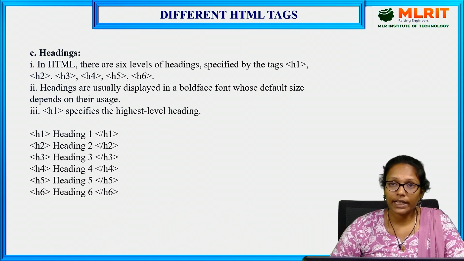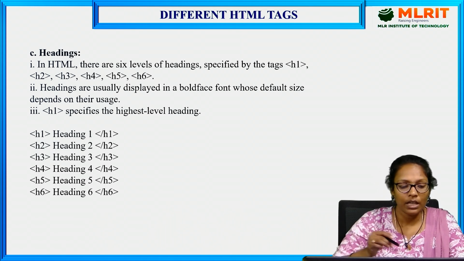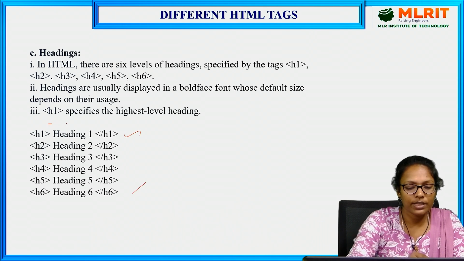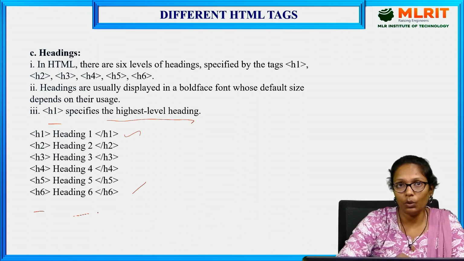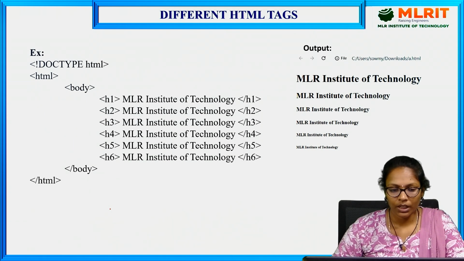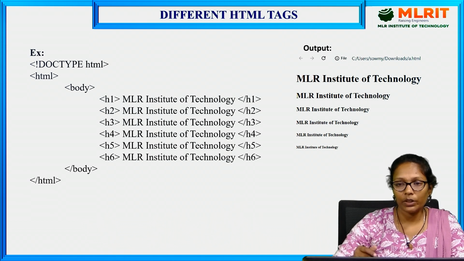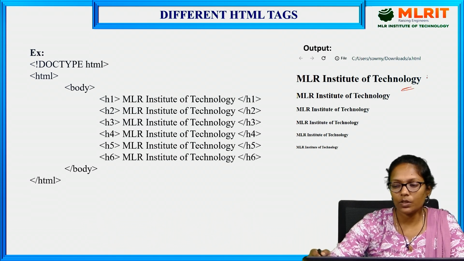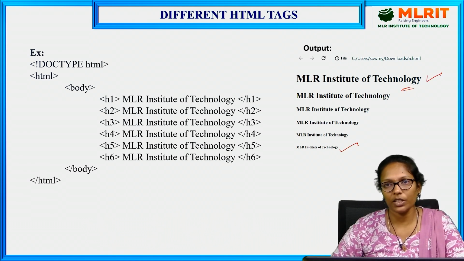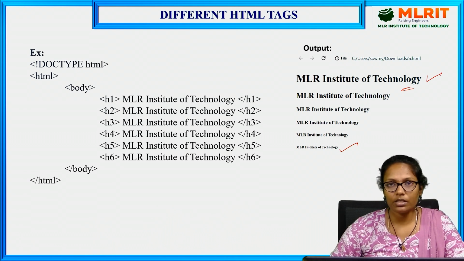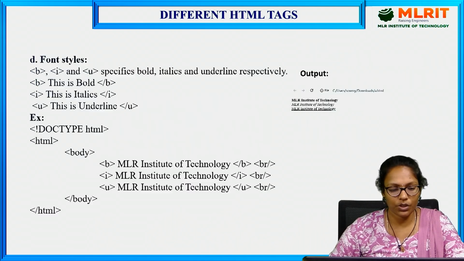Next is the heading tag. We have different headings based on the size. We can use different types of headings, H1 to H6. H1 is the highest level and H6 is the lowest level. This is an example for H1 to H6. You can observe H1 is the highest form of heading and H6 is the smallest form of heading. Heading text comes in bold, and based on H1, H2, the size will be increased or decreased.